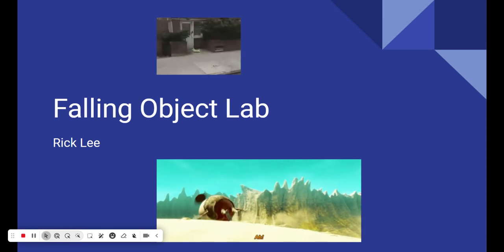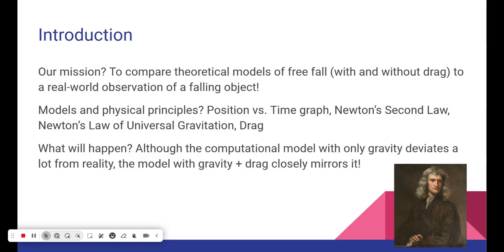This is my falling object lab for PHYS 2211. To start, what is our goal with this lab here? It is to compare theoretical models of free fall with and without drag to a real-world observation of a falling object. What are our models and physical principles?